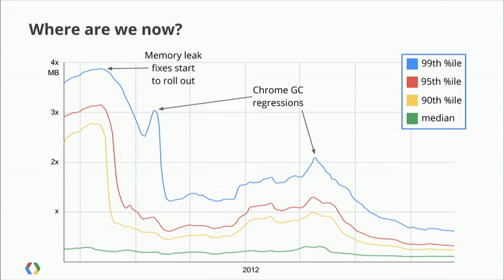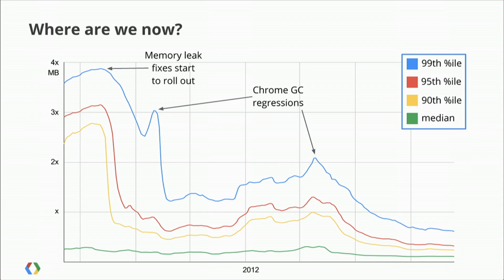So this is the data that we collected using the performance memory API that I mentioned earlier. This is a graph of about a 10-month period in 2012. If you look far to the left, you can see that memory was really far out of control. And so the scale here is just relative to the median? Right, it's relative to itself, I guess. Okay. Yeah. So the green line on the bottom is the median, and the blue line up at the top is the 99th percentile.